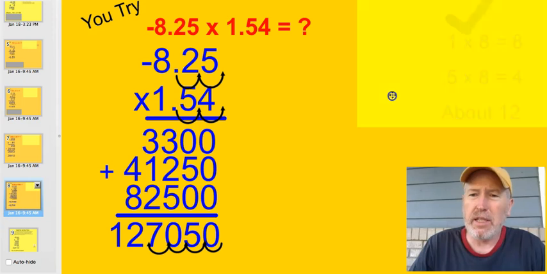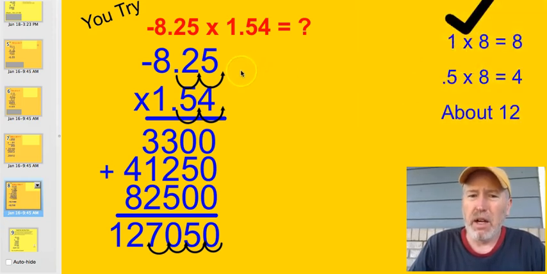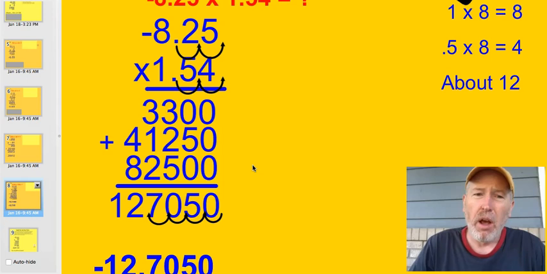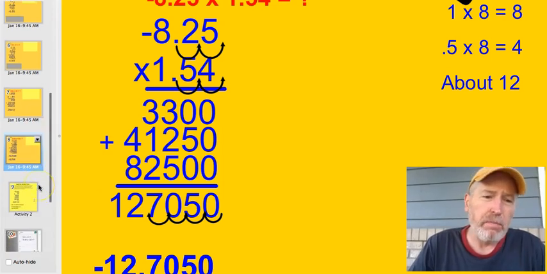Does my answer make sense? Well, if I took 1 times 8, I'd have 8. And if I took another half times 8, I'd have 4. So I'd have about 12. So my answer, negative 12.705, yeah, it looks good. All right, very good.